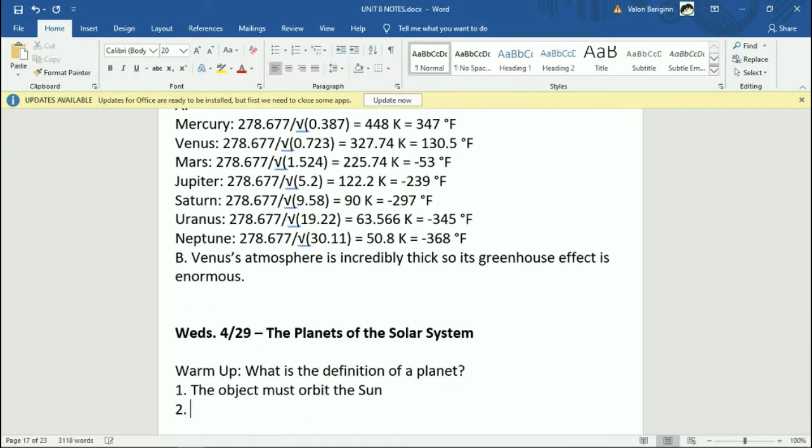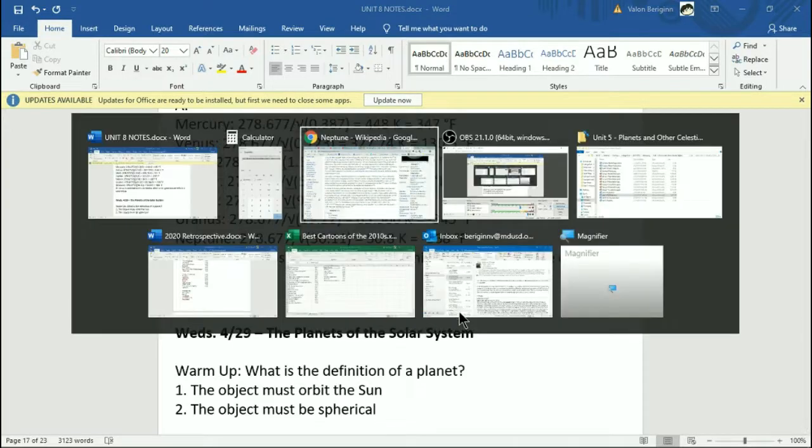The second one, you might have kind of thought about this, but you probably don't know the exact word for it. The object must be spherical. Roughly spherical. Again, none of the planets are perfect spheres. Some of them are very close. I think Venus is actually very, very close to being a perfect sphere. But if you look at a picture of Saturn, so here, let me actually go back to the thing for Saturn.